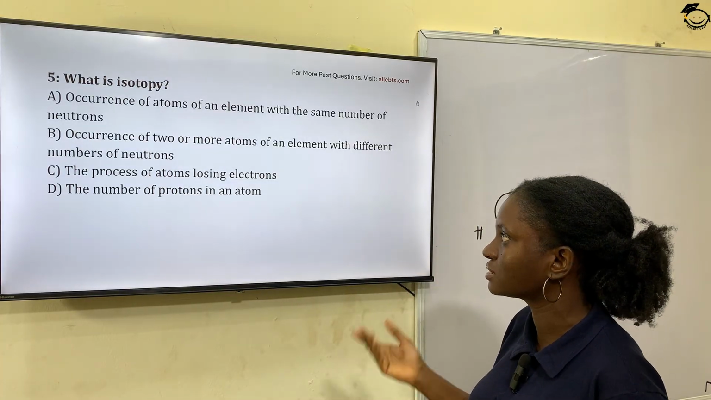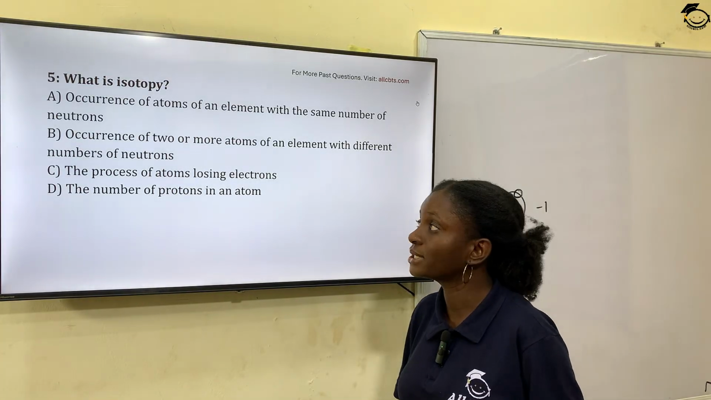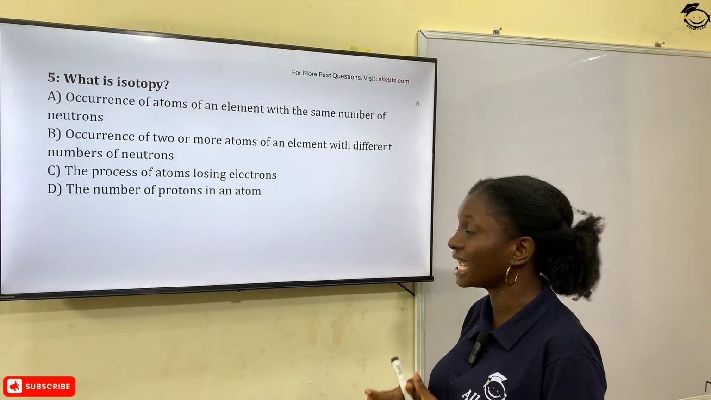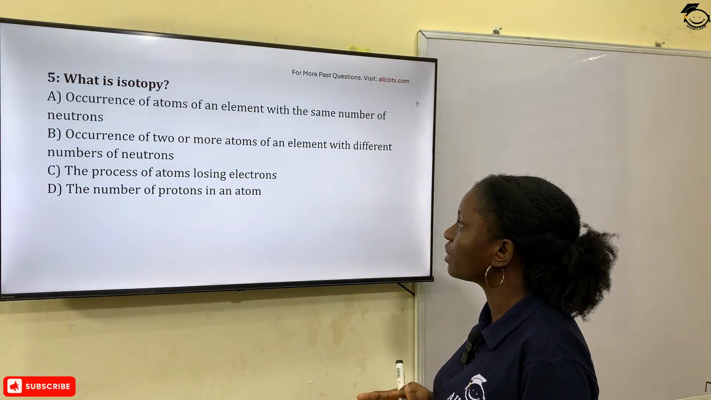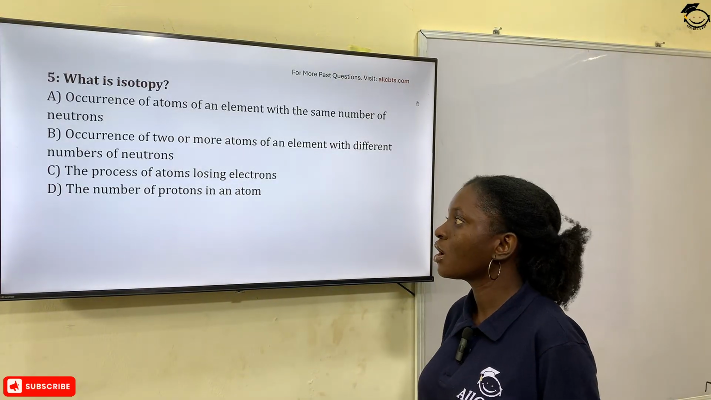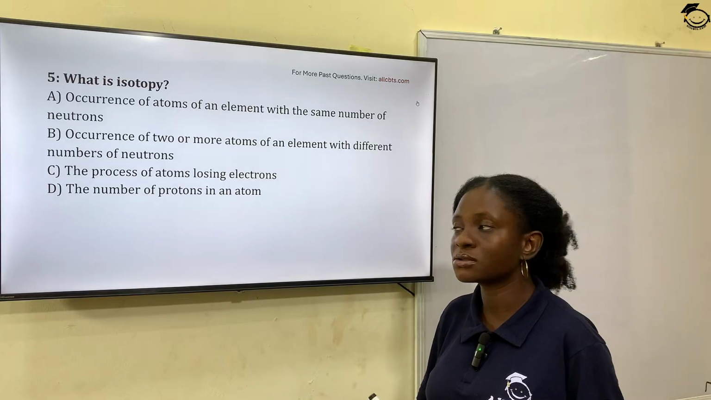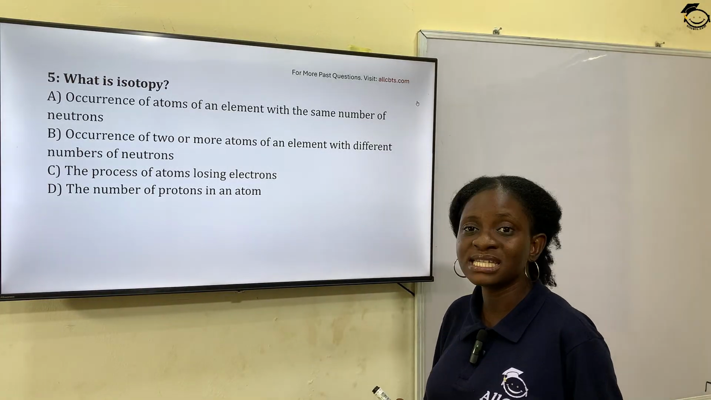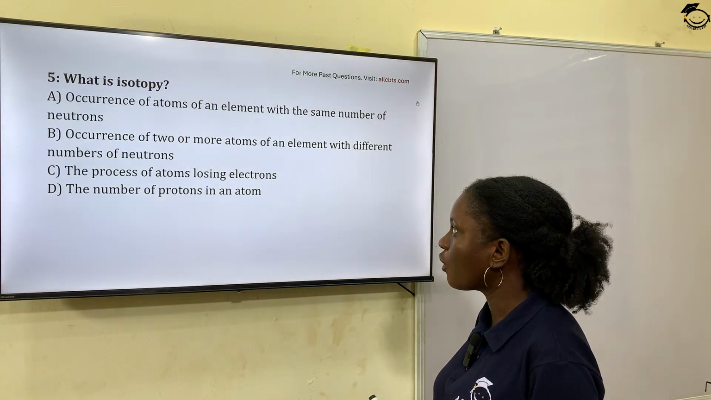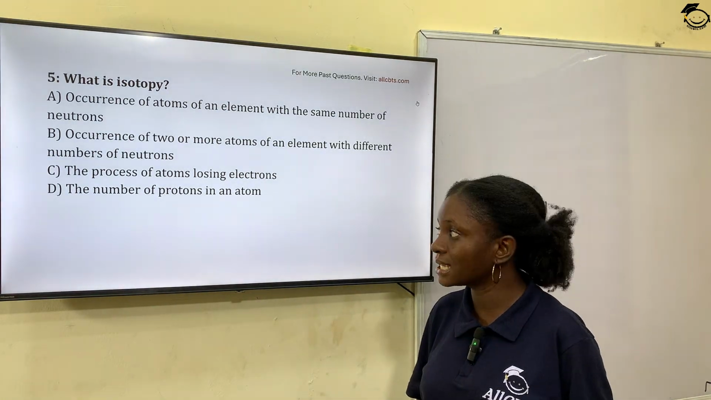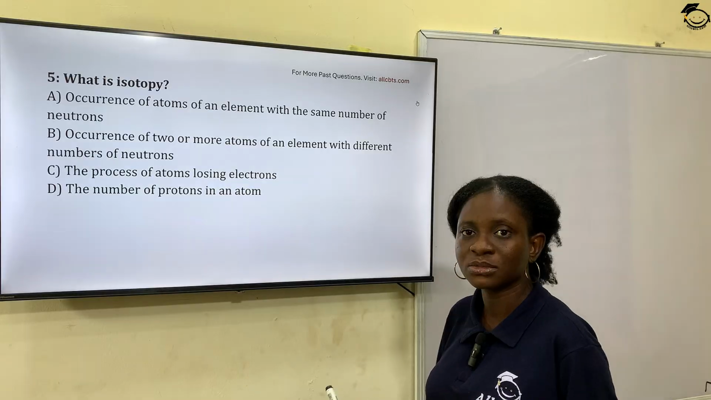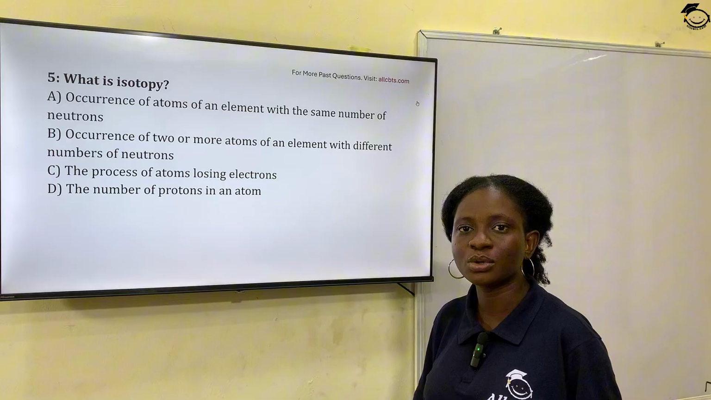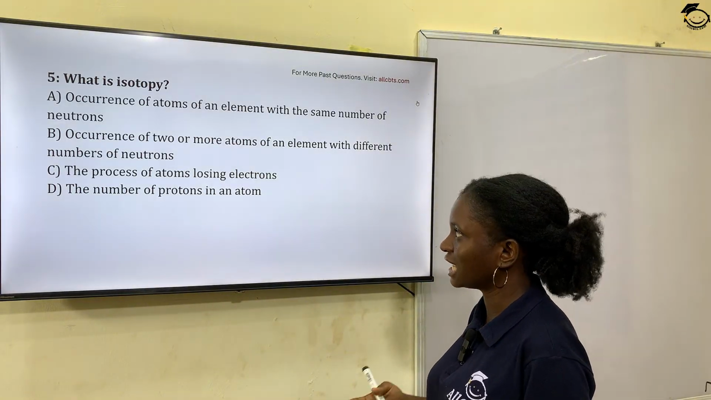So let's take a look at the options. Option A, occurrence of atoms of an element with the same number of neutrons. Option B, occurrence of 2 or more atoms of an element with different number of neutrons. C, the process of atom losing electrons. D, the number of protons in an atom.